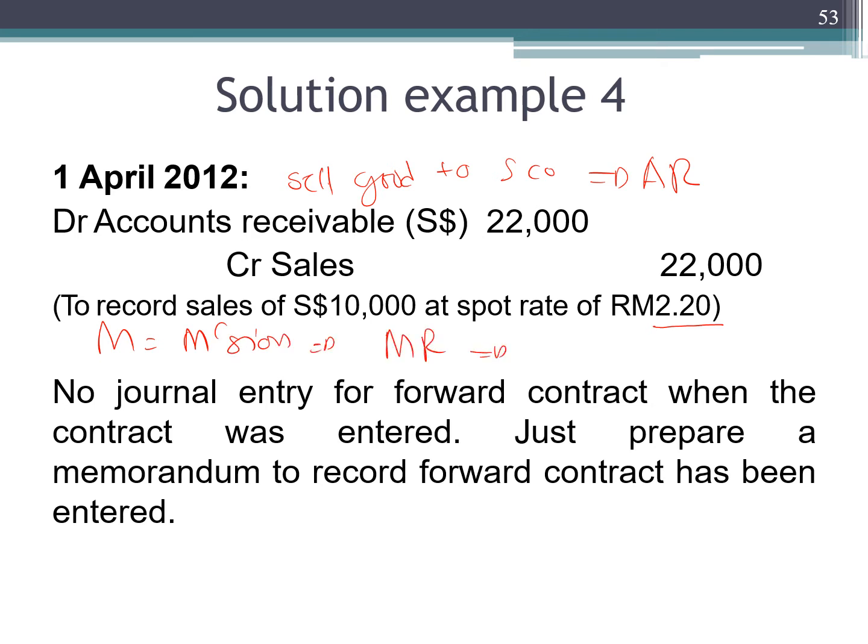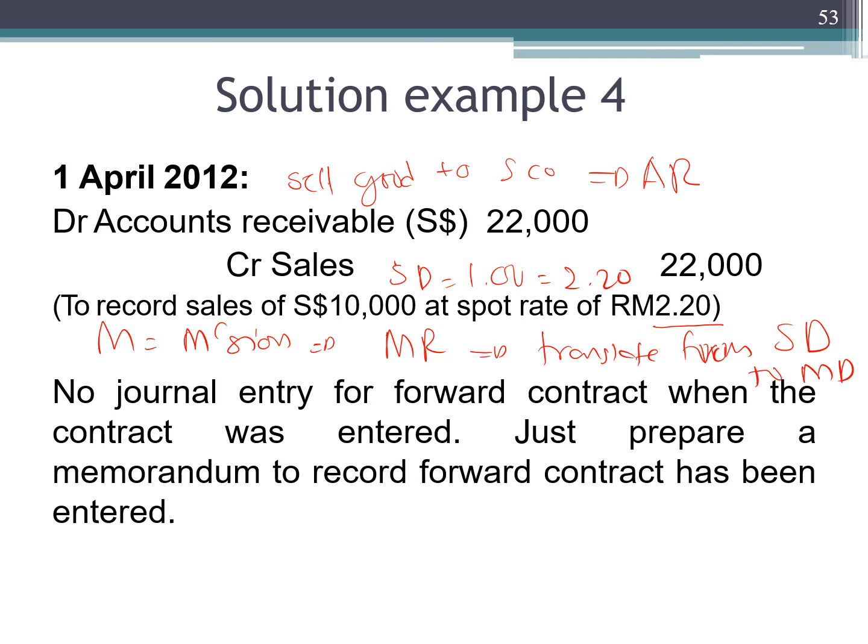So they need to translate from Singapore dollar to Malaysian ringgit. So the Singapore dollar during that time, 1 Singapore dollar, is equal to 2 ringgit and 20. So you are going to debit your accounts receivable 22 and then credit sales of 22. Because the account receivable that you create here is in Singapore dollar, you need to translate it into Malaysian ringgit because you want to prepare the report for a Malaysian company.